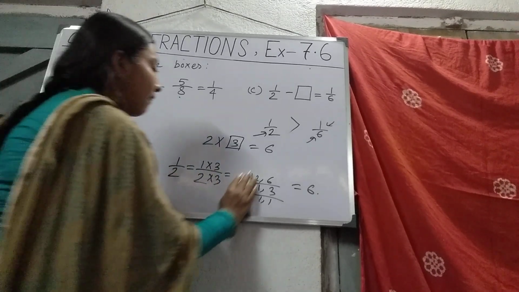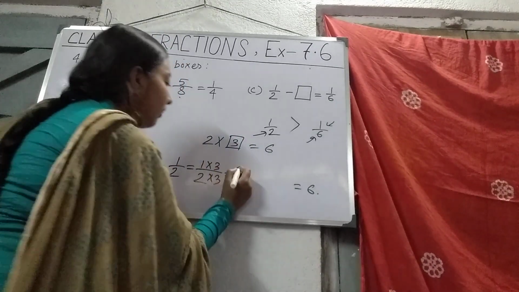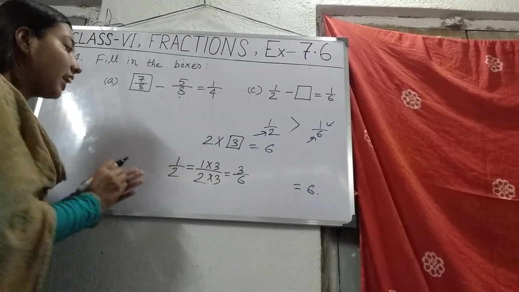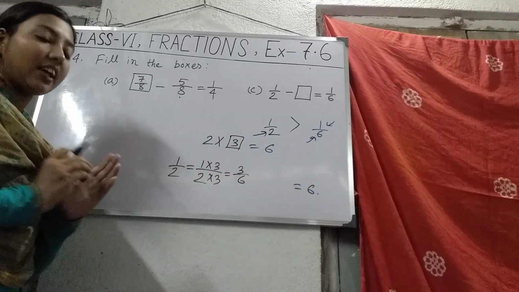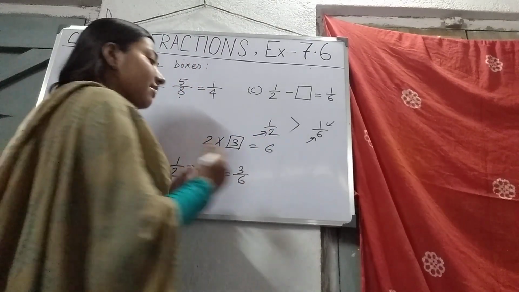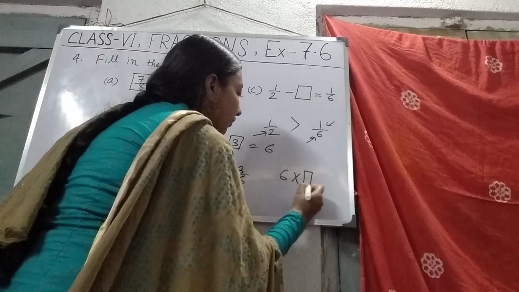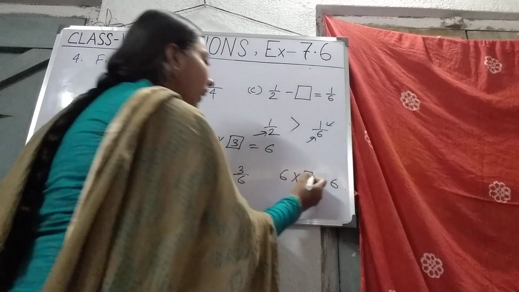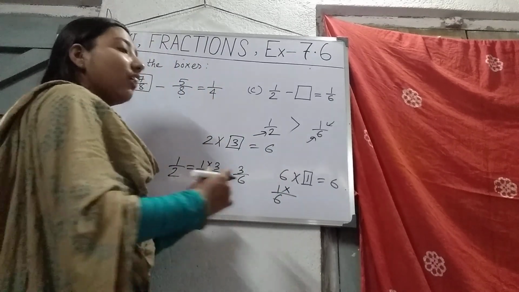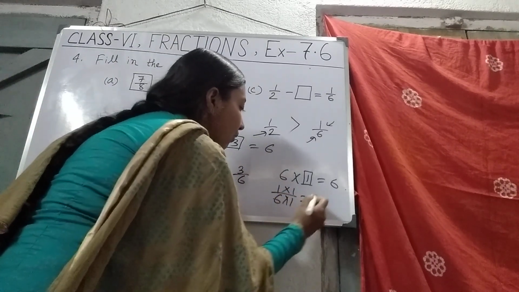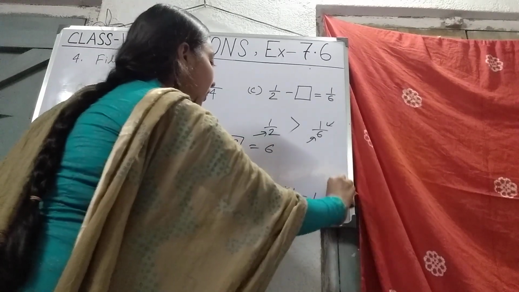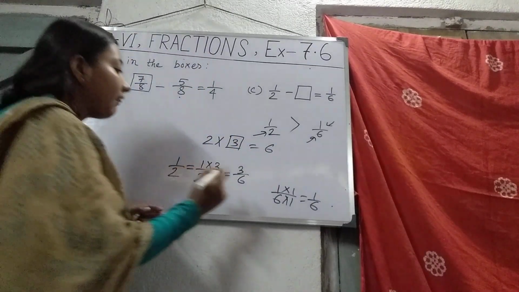So the answer comes 3 upon 6. For the first fraction we are getting 3 upon 6. That means half equals 3 upon 6. Now for the second fraction, the denominator is 6. So which number should we take so as to get 6? Simply 1. If we multiply both numerator and denominator of 1 upon 6 by 1, we'll get 1 upon 6 itself. Now you can easily compare which fraction is bigger between the two.